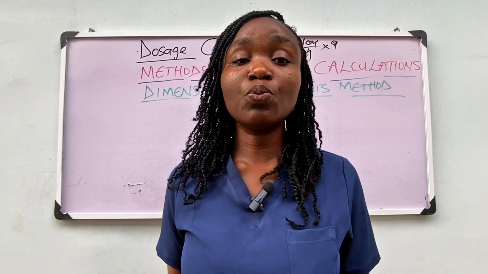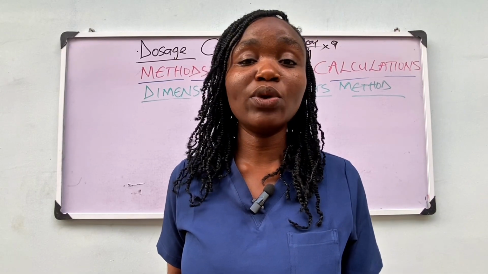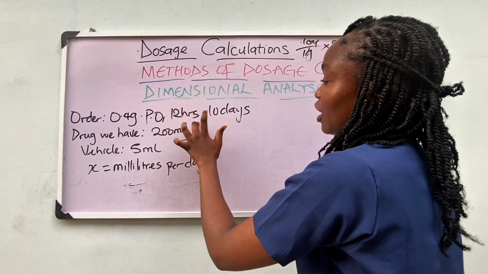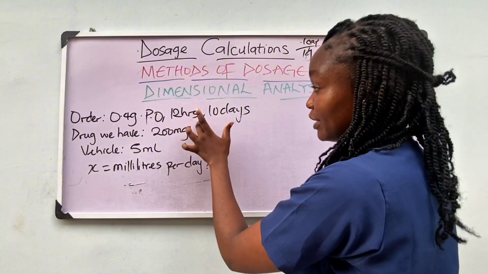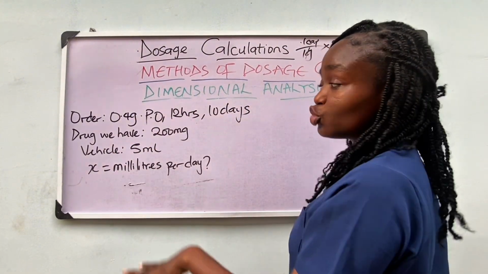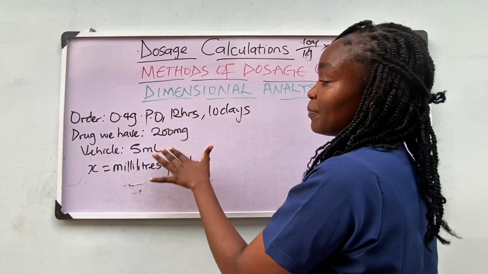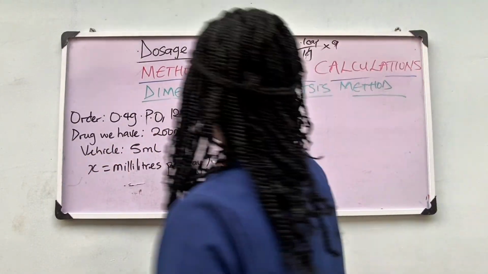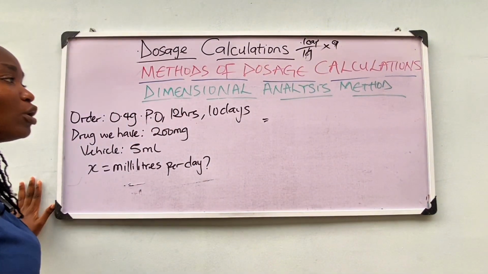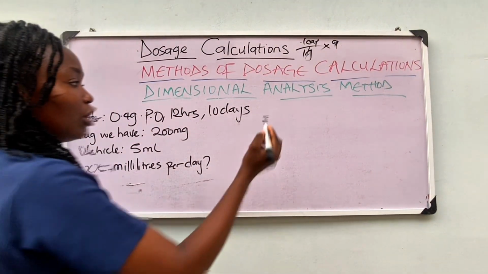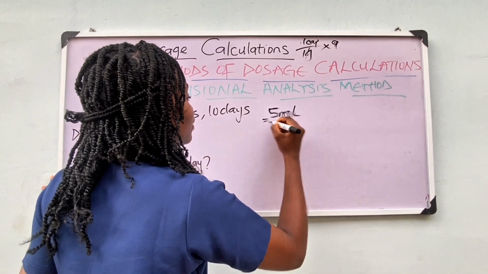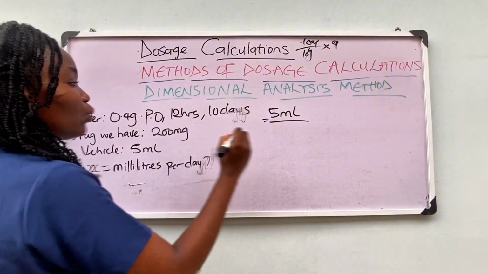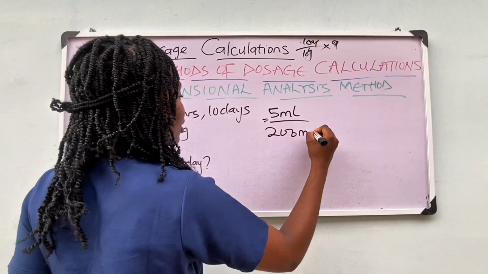So the first thing we want to do is to put out our figures so we can know what exactly we are working with. The drug that was ordered was 0.4 gram orally to be given every 12 hours for 10 days. And the drug we have on the drug label says lorazepam 200 milligram per 5 ml. What we are looking for is the milliliters per day. Just like I said, the first thing you want to always look out for when using dimensional analysis is the vehicle. So we have 5 ml for the vehicle all over the drug we have, which was given in 200 milligram.